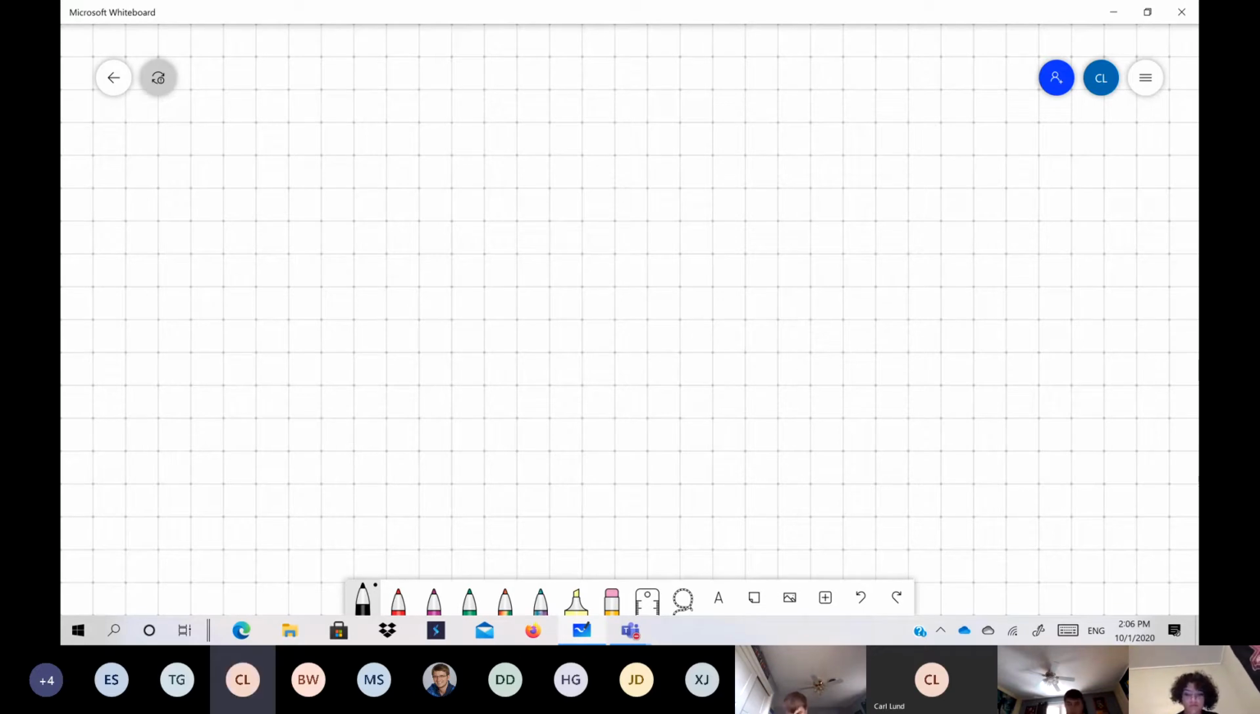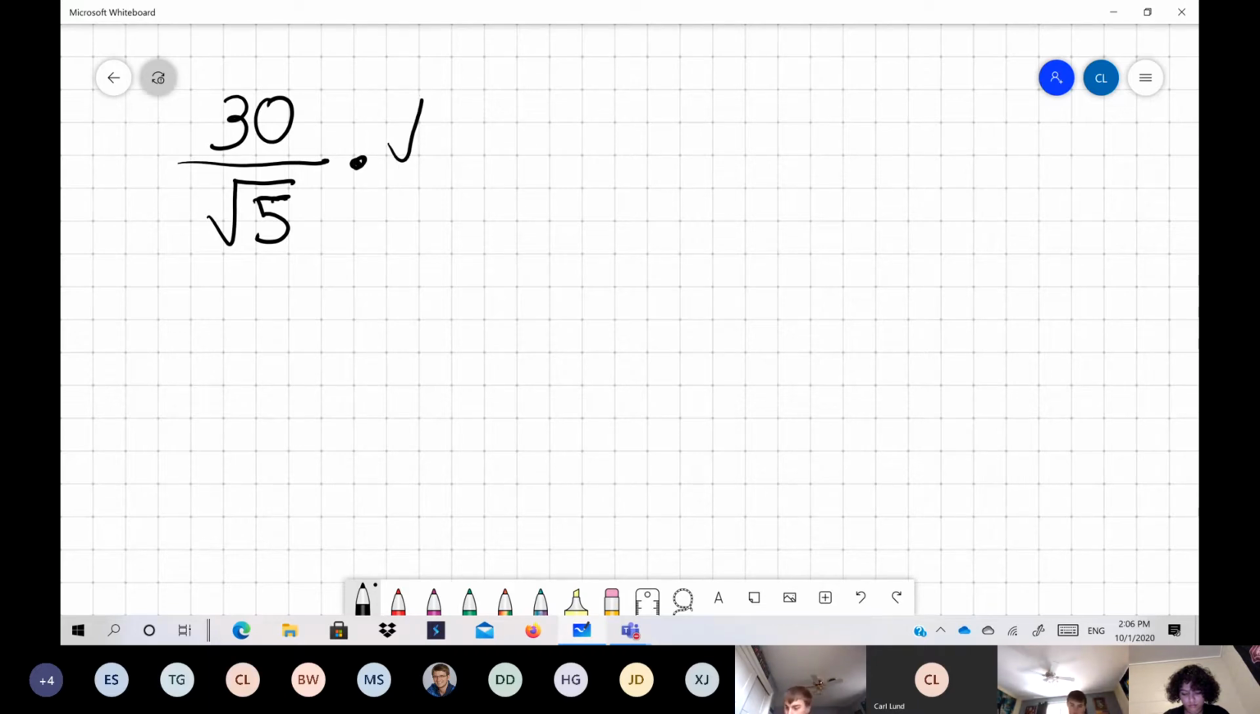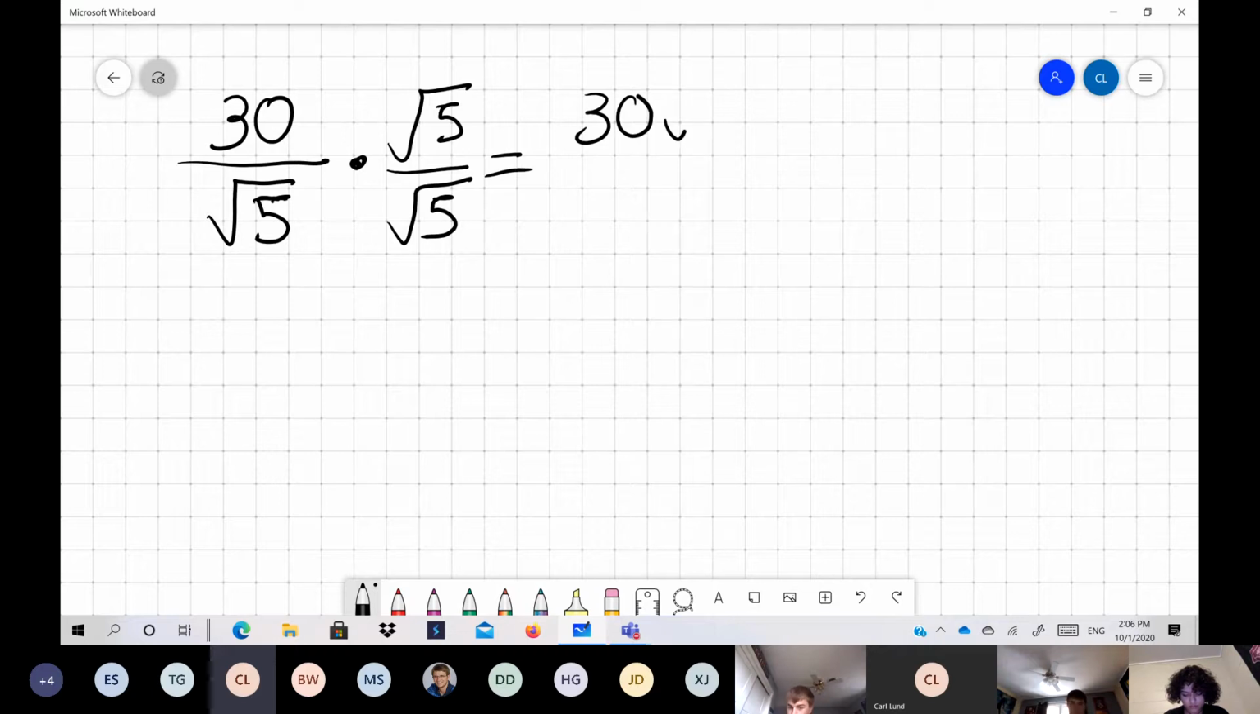So we're going to take a look at some denominators to rationalize. Let's start with 30 over the square root of 5. To rationalize this denominator, this is a pretty straightforward one. I multiply both the numerator and the denominator by whatever my square root is. And so my numerator is going to become 30 times the square root of 5.